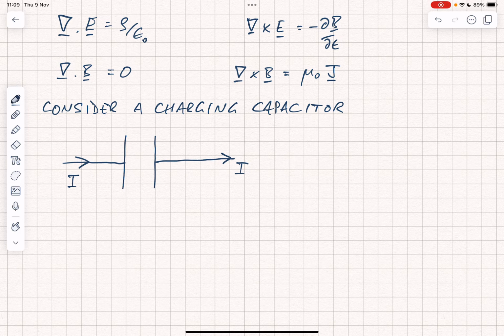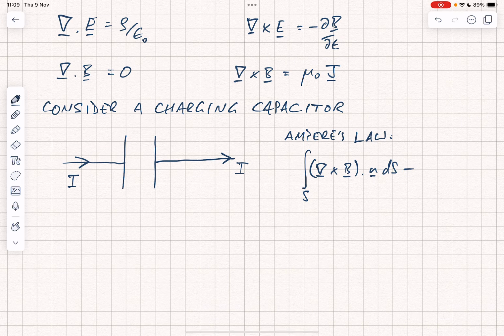Now we're going to consider Ampere's law, but we're going to take it in the integral form. The way that we write it in integral form is as follows. We start with the surface integral of the curl of B dot n dS is equal to the surface integral of mu naught J dot n dS. So we need to specify a surface, and we're going to think about a couple of different surfaces.